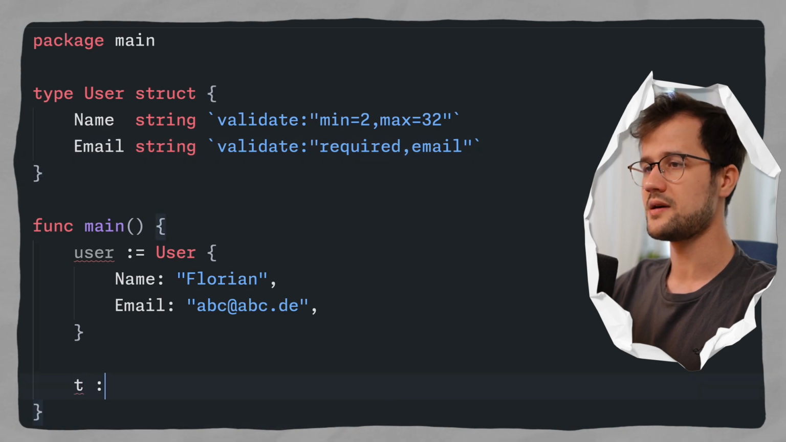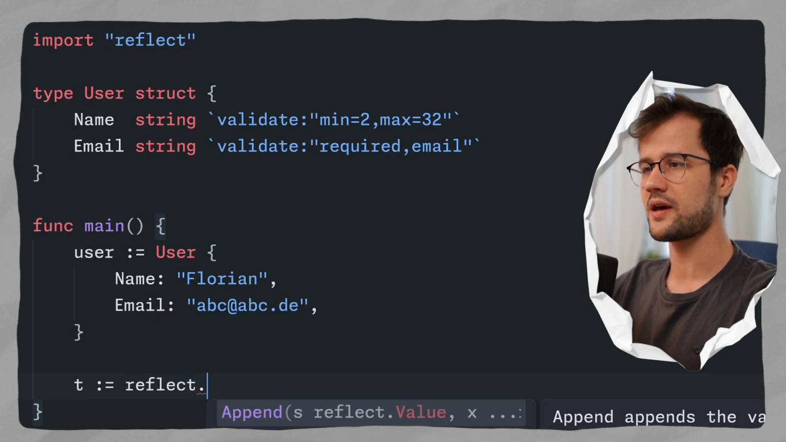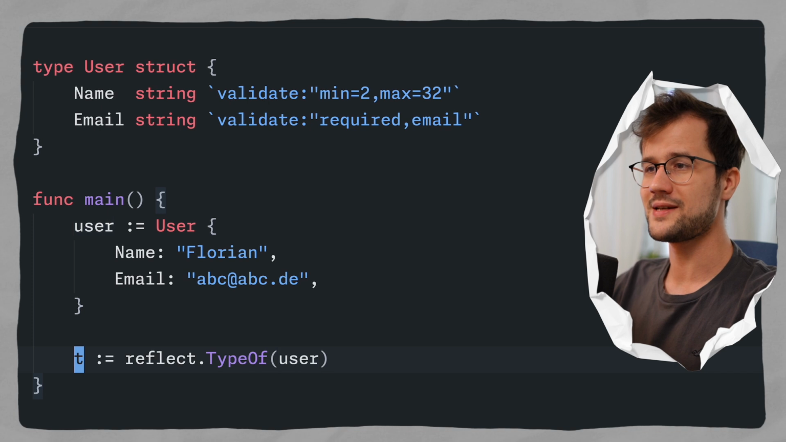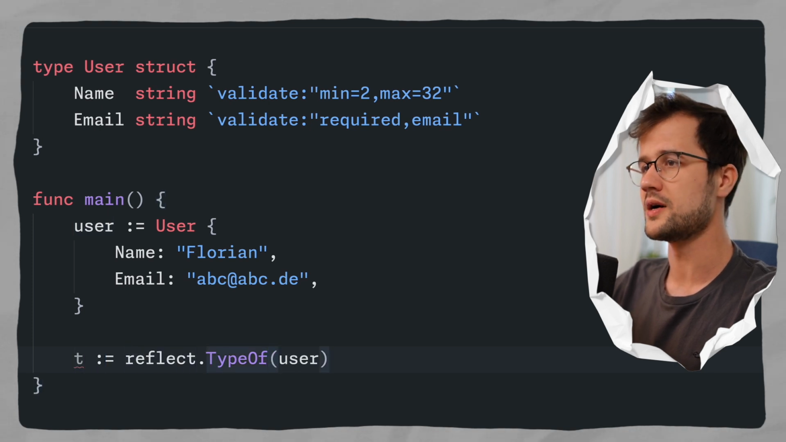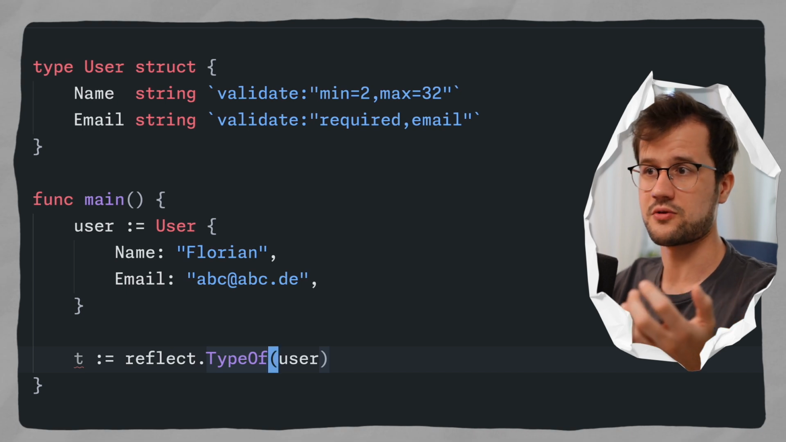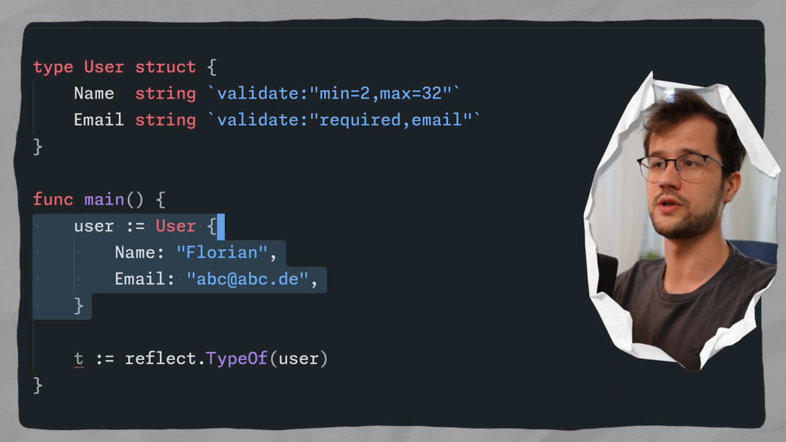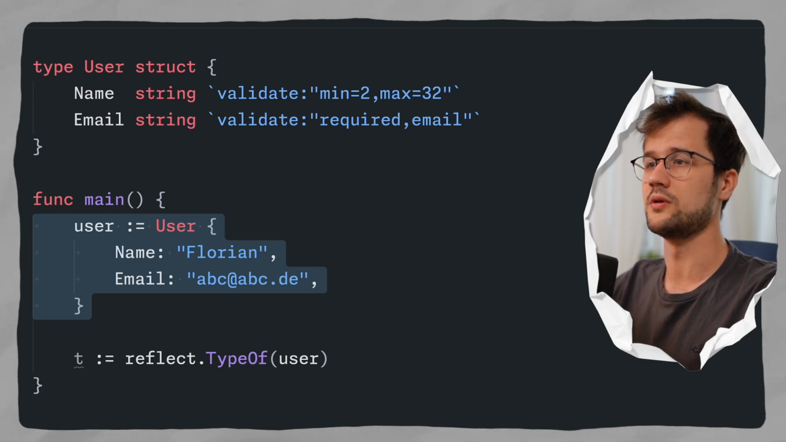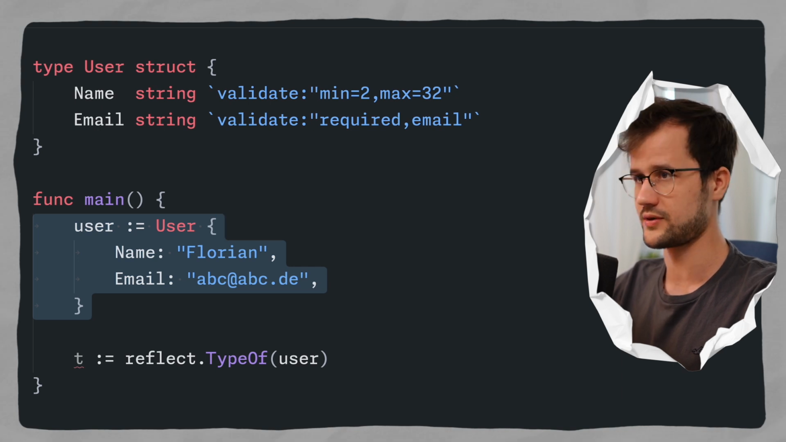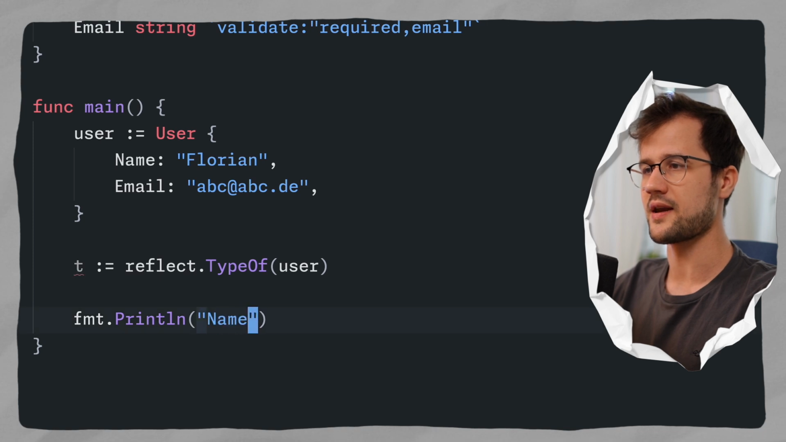So let's say t, and then we use the native reflect package, and then we say TypeOf, and then user. Now TypeOf gets the reflection type of our user struct. It returns a struct that contains information about this type of variable, which could be the name of the variable, the type of the variable, which will be the user struct, but also the values of this struct.